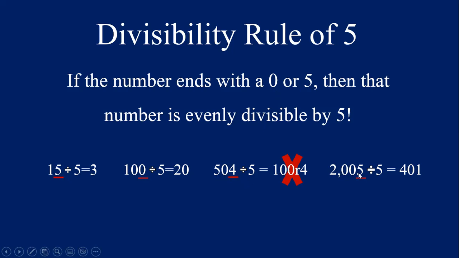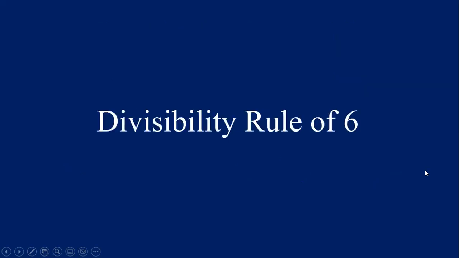How about the number 2005? Well, it ends in a 5, so it is evenly divisible by 5. And the answer would be 401. No remainder with that equation.